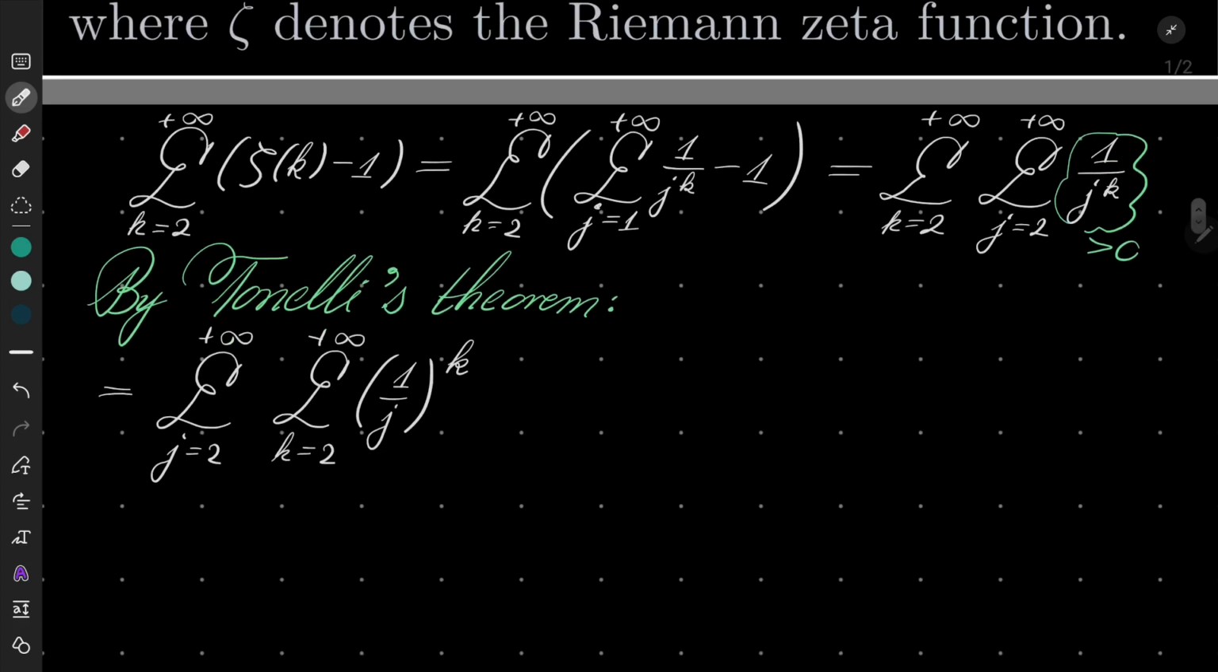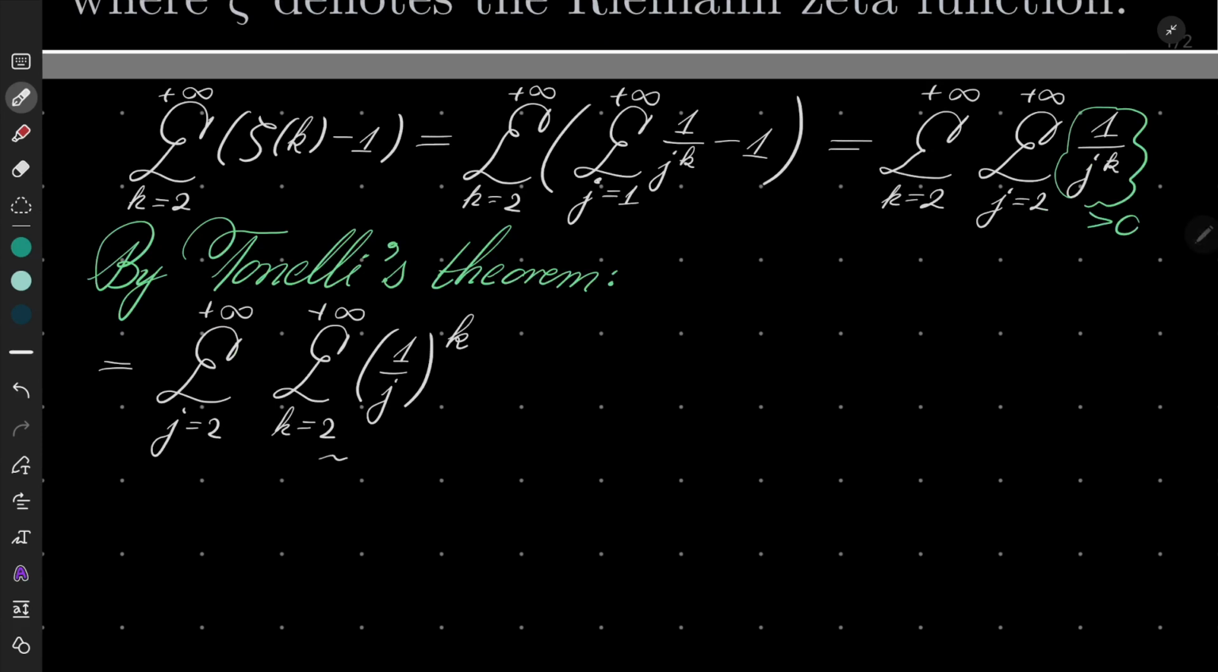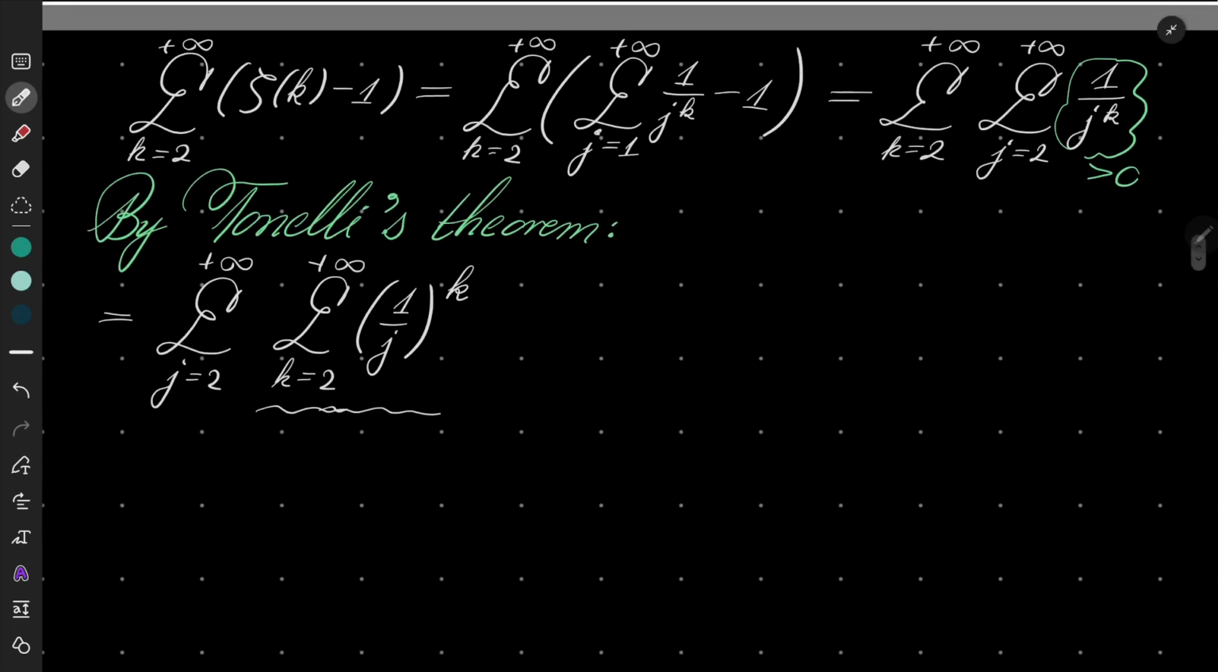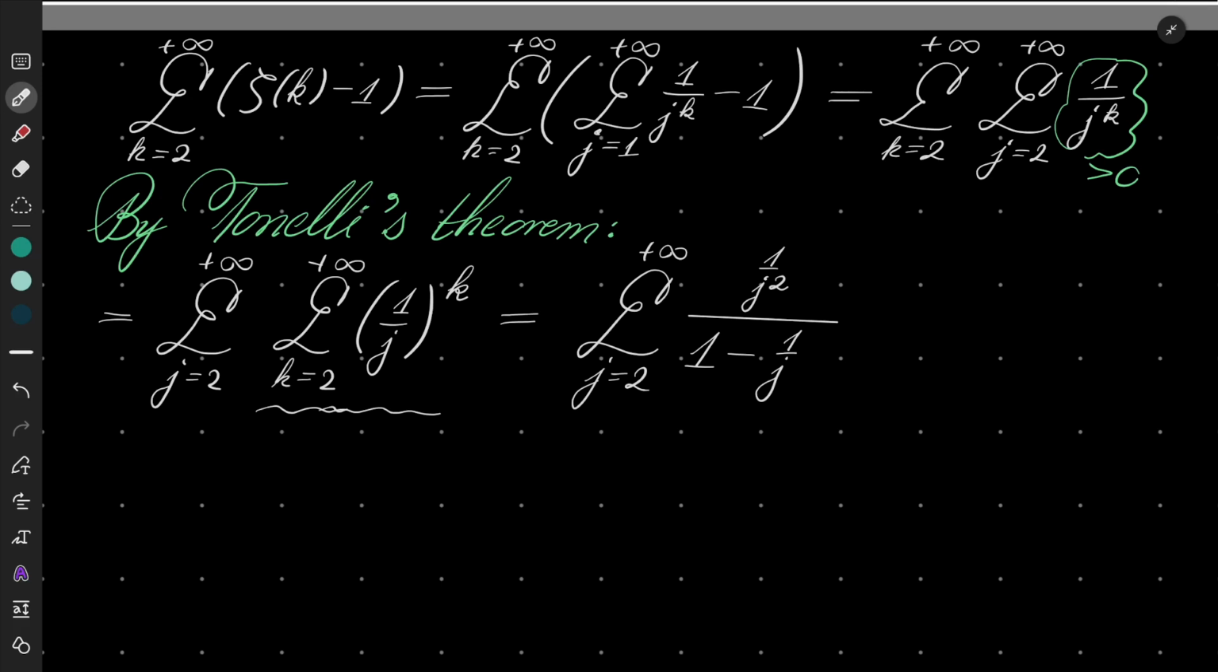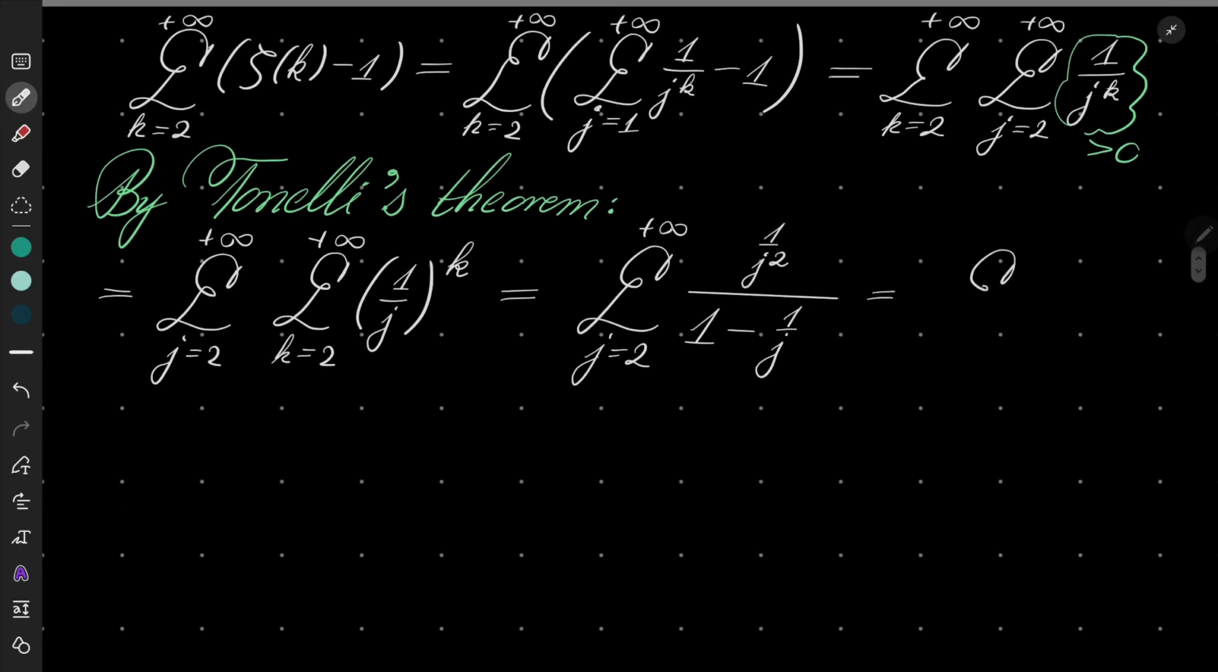Okay, very well. And now let's notice the following. Here I have the second sum, a geometric progression, but starting from k equals 2. So this sum is the first term of the geometric progression, in this case 1 over j squared, over 1 minus the quotient. The quotient in this case is 1 over j. Of course, this quotient is between 0 and 1, so this formula really holds. It's legal to use it. And now what we get here is just the sum from 2 to infinity of 1 over j times j minus 1.